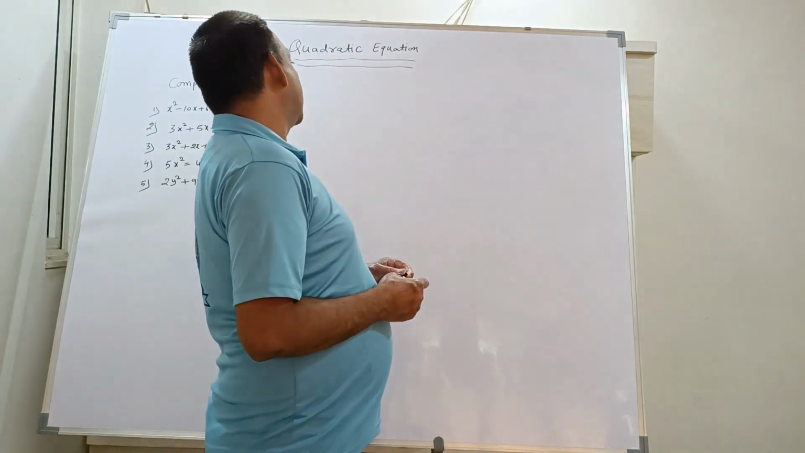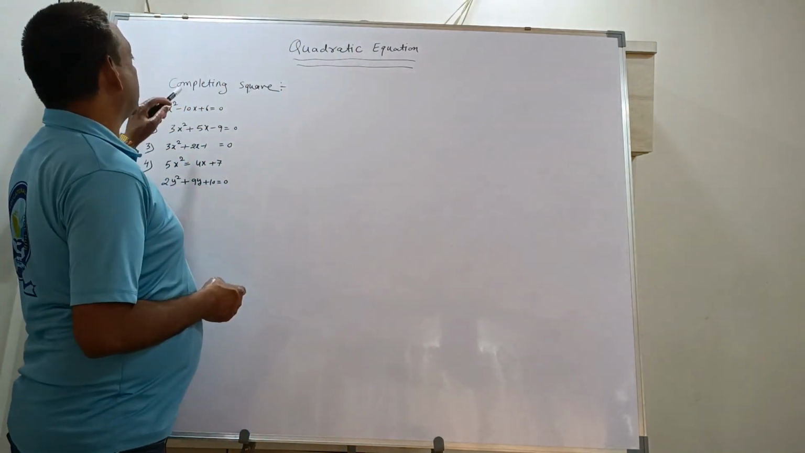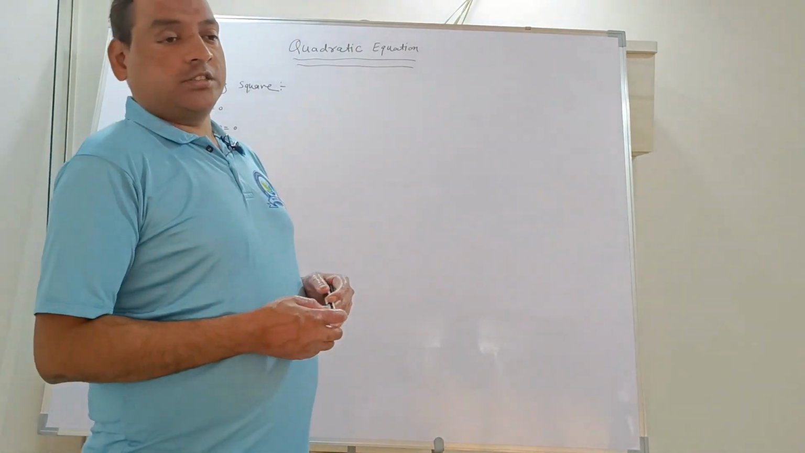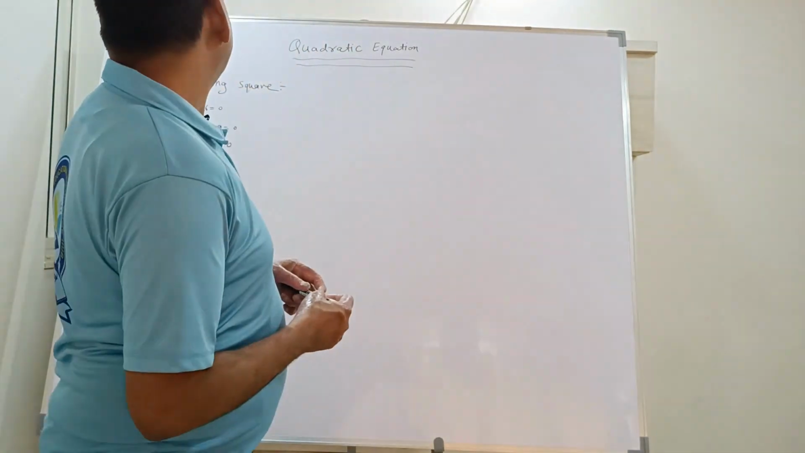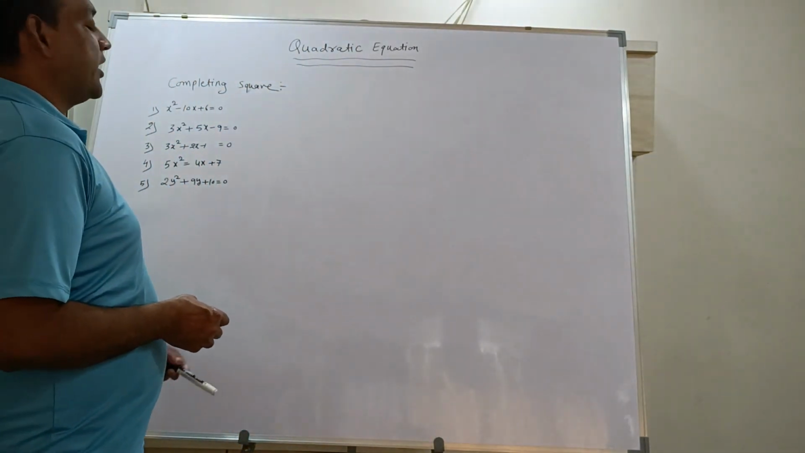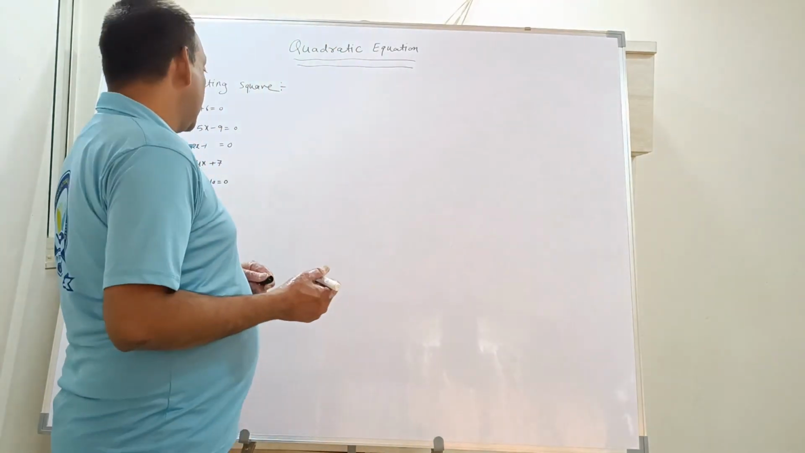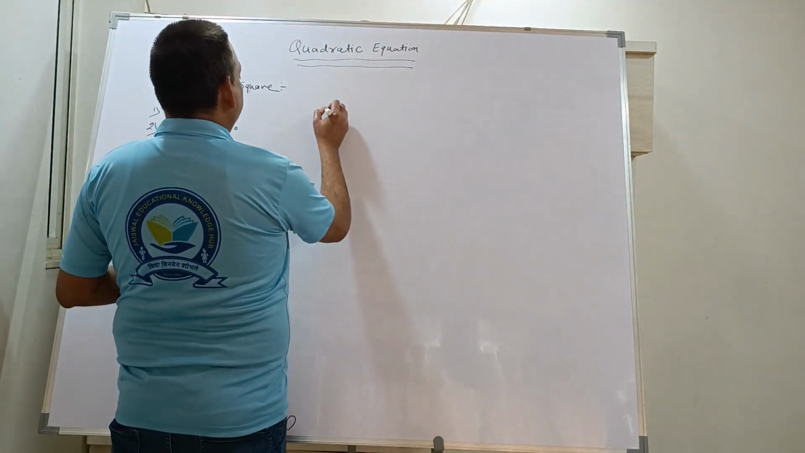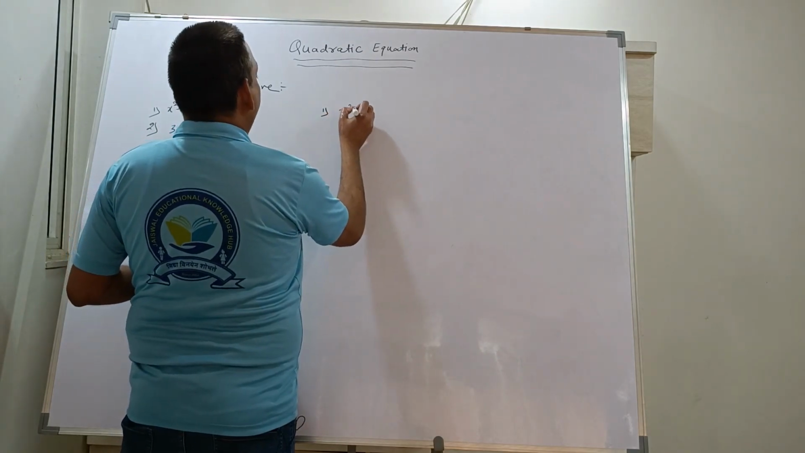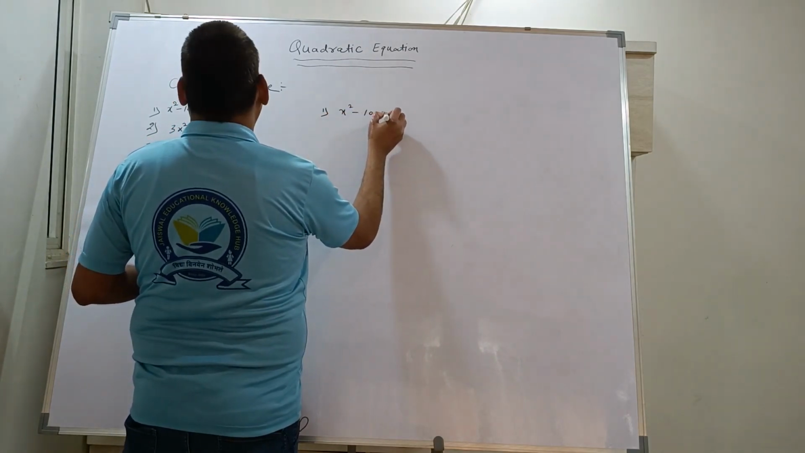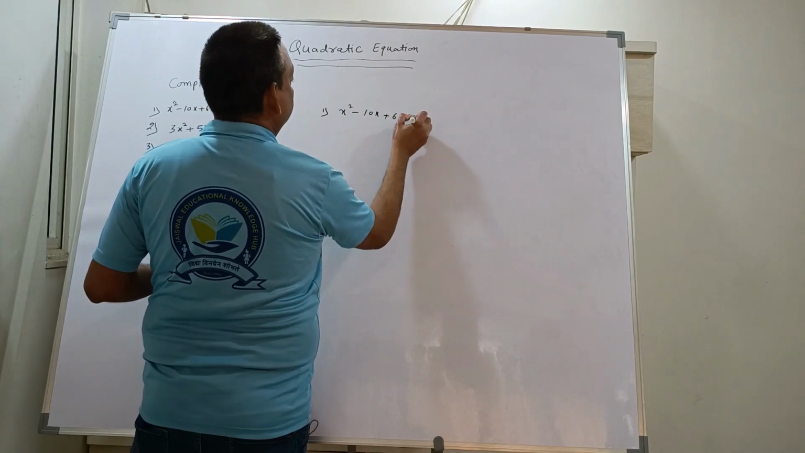In this class we'll be studying more about completing the square by using examples. Okay, so I had taken 5 examples here and we'll solve these 5 examples by using the completing square method one by one. Okay, so the first one is x square minus 10x plus 6 equal to 0.